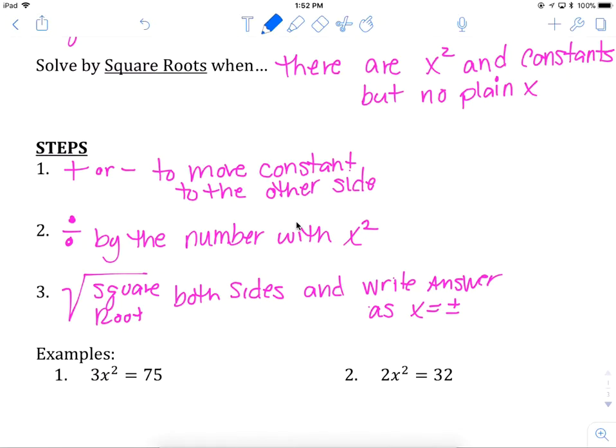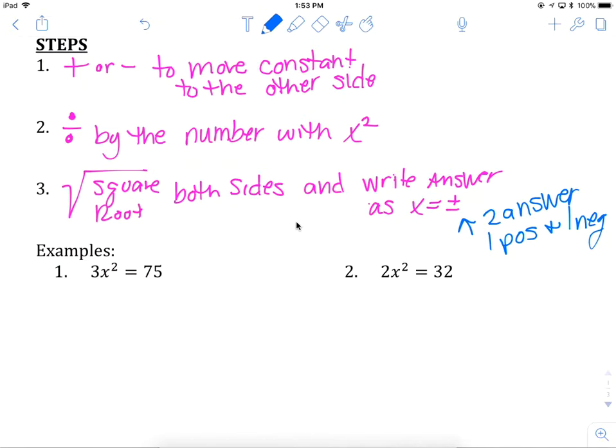All right, as for steps to solve this, they're going to be pretty straightforward. You're going to add or subtract to move a constant to the other side, if there is one. You're going to divide by whatever number is with x squared, and then you're going to square root both sides. Again, make sure you understand that you have two answers. You have one positive and one negative answer. So we do that by writing plus or minus of that number. Okay? You do not have to use squiggles, so you don't have to use your braces, but you do need to make sure that that symbol is in your answer.